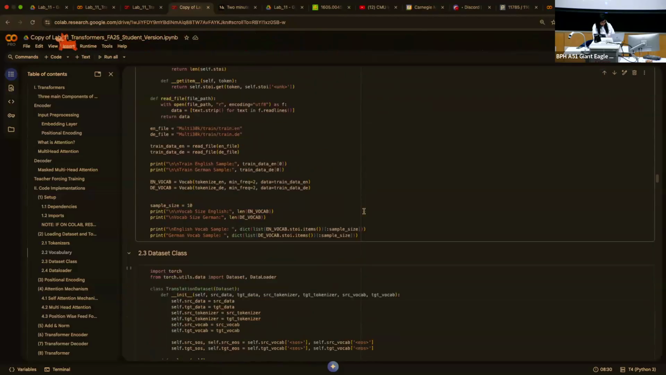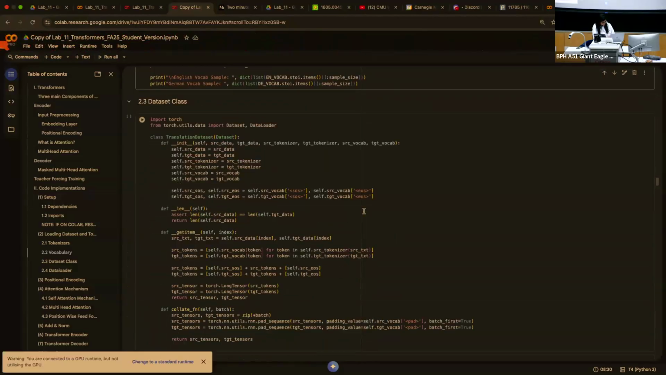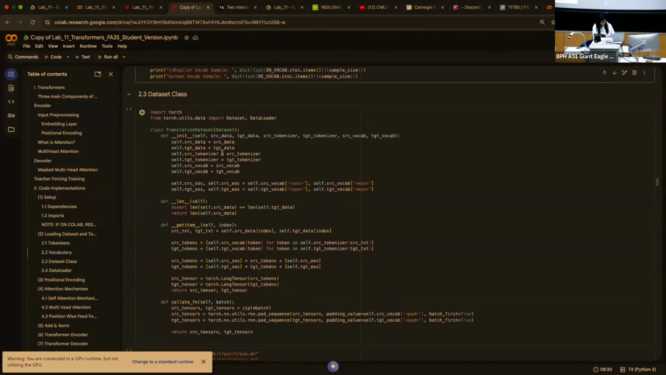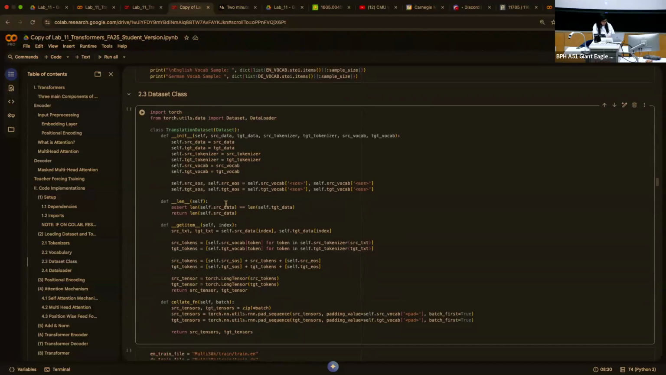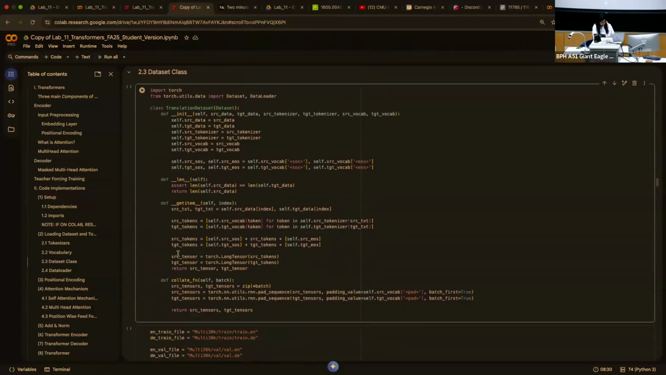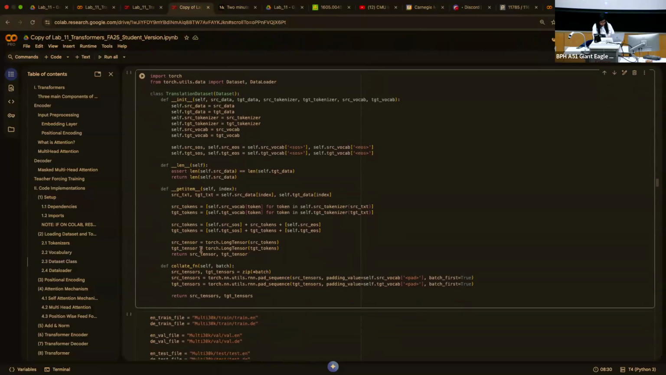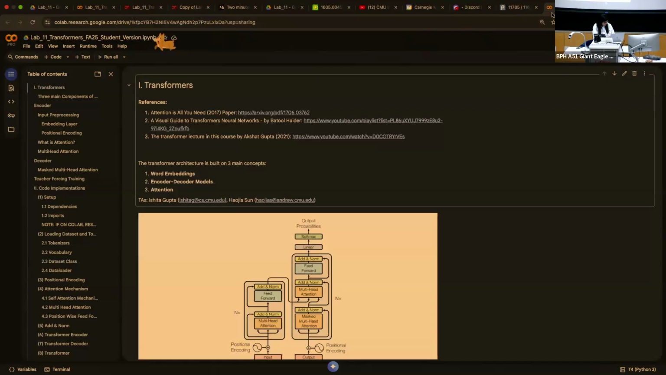Okay, so after we have the vocabulary, we write our dataset class. There's nothing new in this. We have been doing this for all our homework P2s. There's a collate function, there's get item.